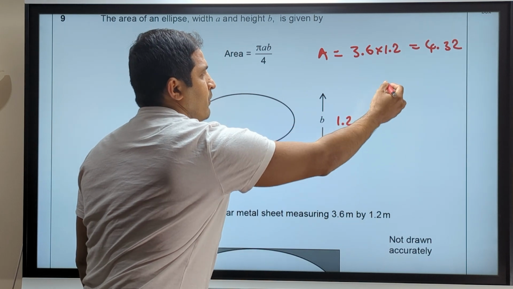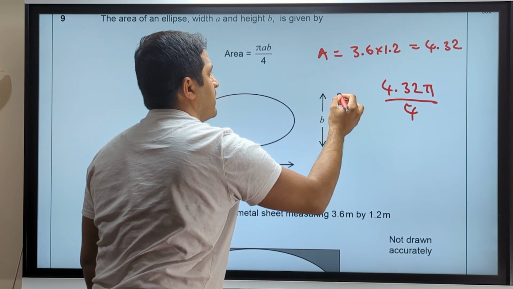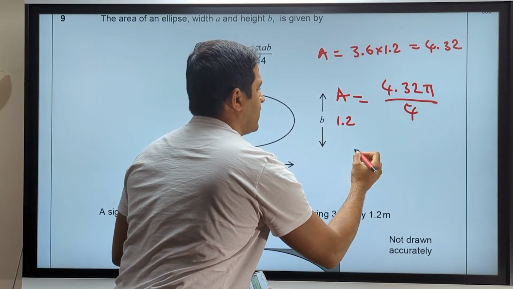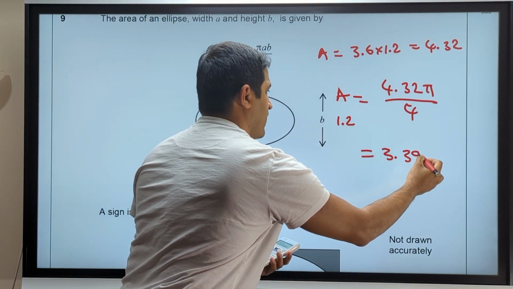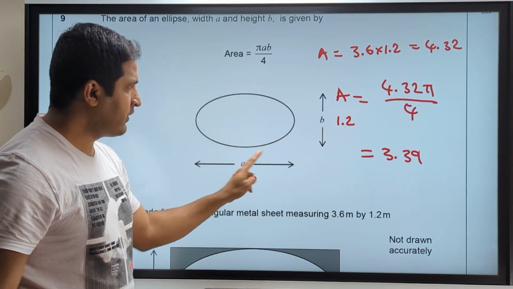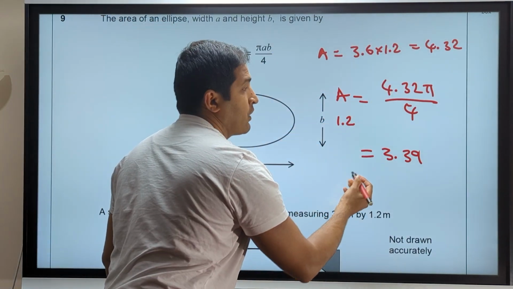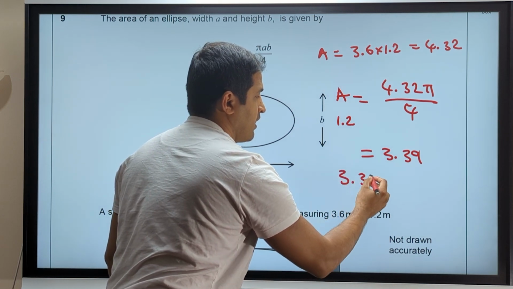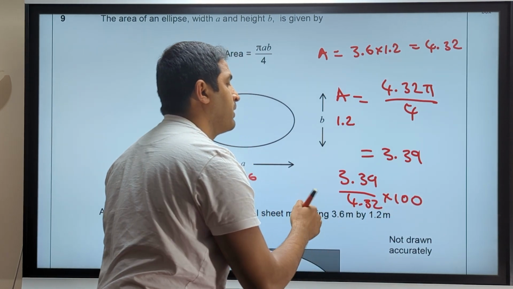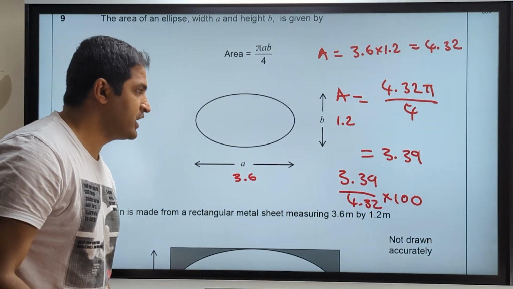Now we use that to work out the area of the oval shape. So we're doing pi times 4.32 divided by 4. That's the area of this oval shape here, and I get that to be 3.39 to 2 decimal places. What we needed to work out is this area here as a percentage of the big total area. So we write it as a fraction, 3.39 over 4.32, and multiply by 100. That gives you the sign as a percentage of the total metal sheet.